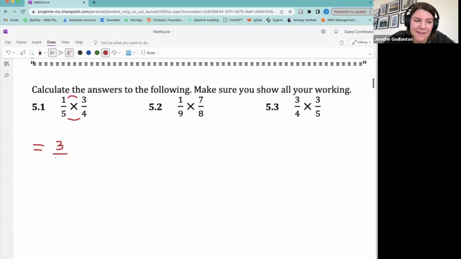5 times 4 equals 20. Beautiful. That's all we're going to do. 100%. Got a mark in your pockets. Nice job.